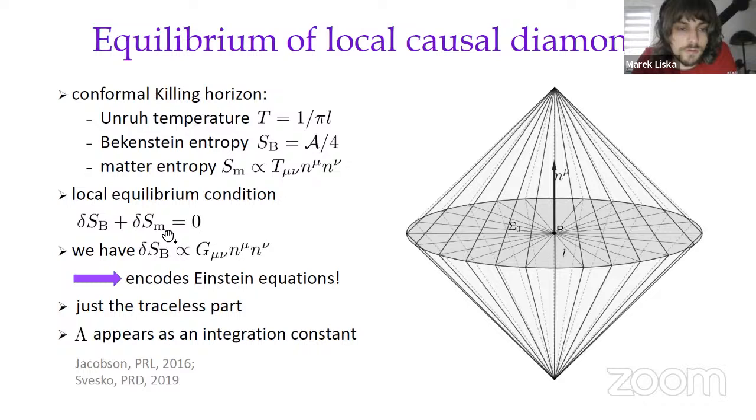Now for the matter entropy, we already have a nice expression in terms of the energy momentum tensor. For Bekenstein entropy, we just have to compute a small change in the area of the horizon.